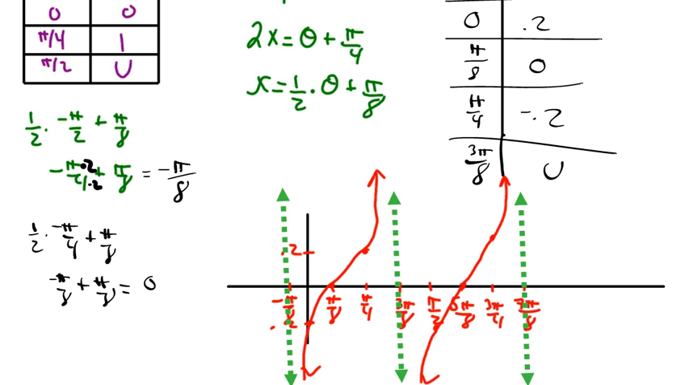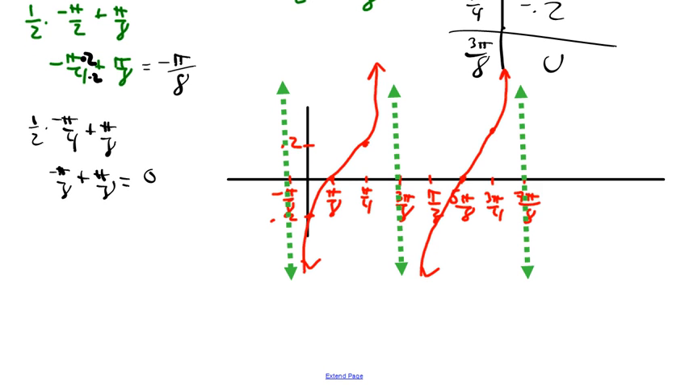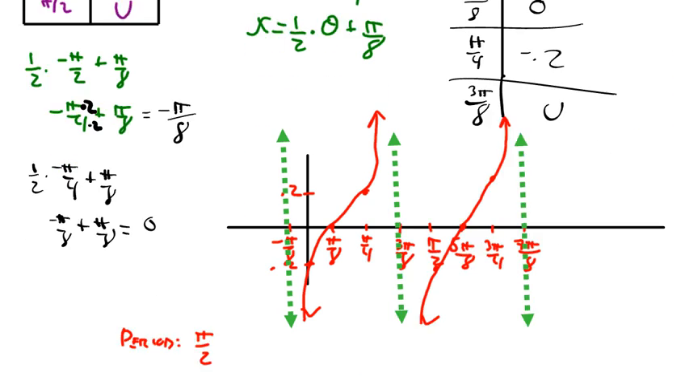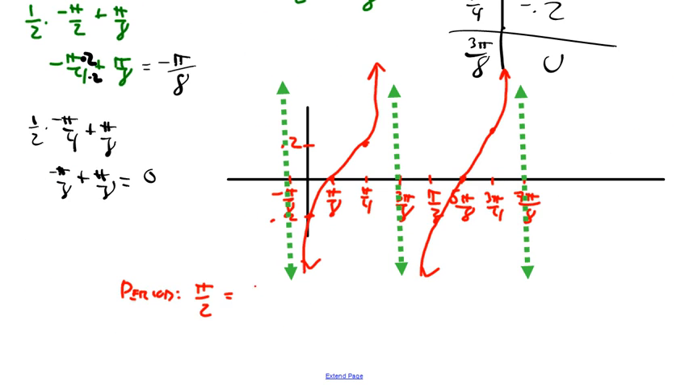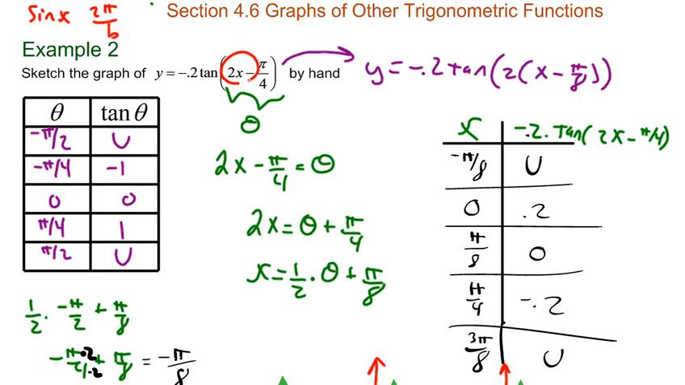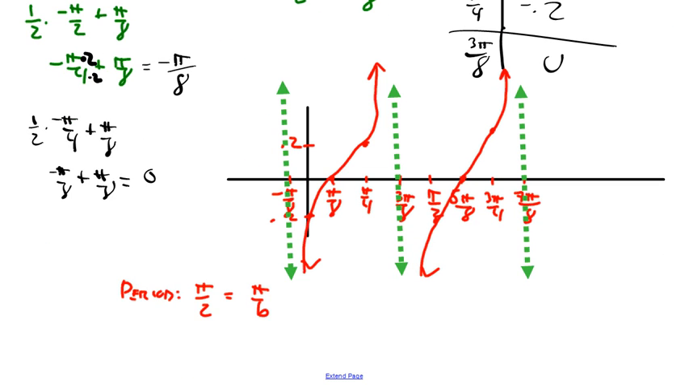Okay, so if I asked a few questions such as what was the period, we would say that the period was pi over 2. And the way that you can get that quickly is the following. Remember how for sine of x, our period was 2 pi over b, right? Well, since now we're doing tangent, it's going to be pi over b. Well, what is my b? My b is 2.